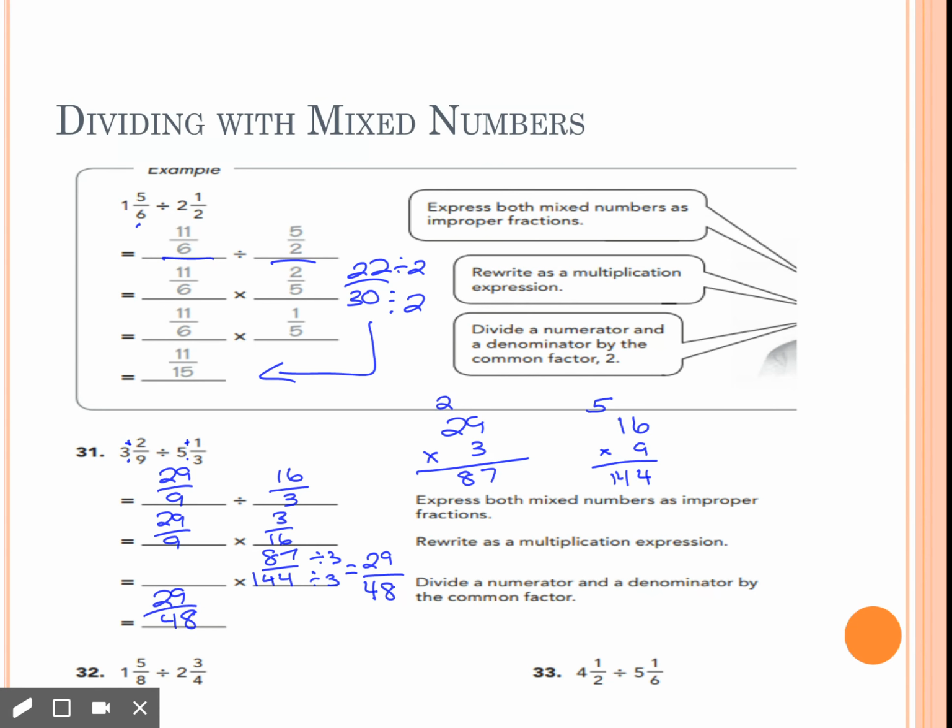1 5/8. Just remember, turn them both into improper fractions first. I'm not going to do all of these problems, but 13 over 8 divided by 11 over 4. Then you can try and do the rest of the work. Number 33, 4 1/2 would become 9/2 divided by 31 over 6. Why don't you try that math out yourself and see what you come up with.